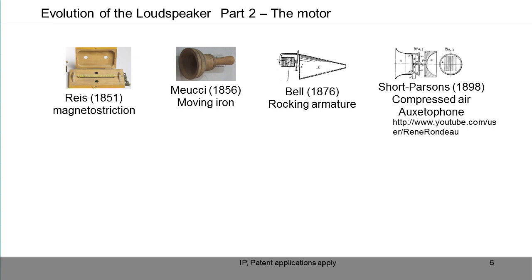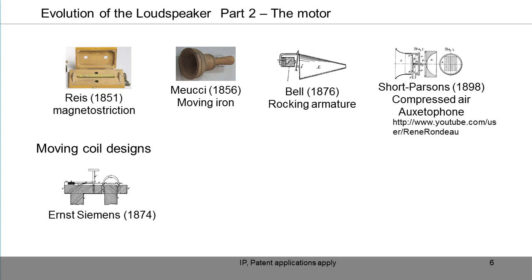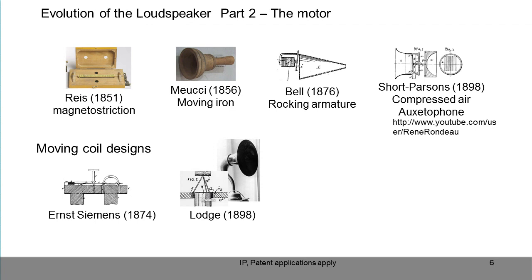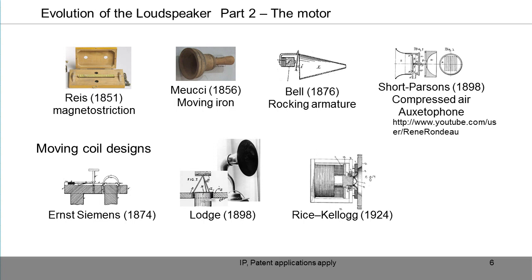Moving coil designs first appeared with Ernst Siemens in 1874. Tuned structure to make a loudspeaker. Lodge moved towards what we're used to now in England with some of his designs of loudspeakers and was using the horn. There it is again. There's that shofar horn again. And then Rice and Kellogg in America in 1924 came up with what you would now recognise as a standard loudspeaker. Looks a bit different there because it's got a coil of wire. They didn't have permanent magnets of suitable strength in those days.